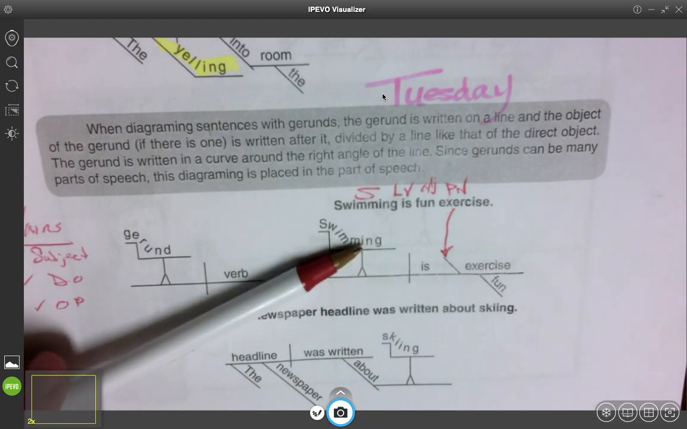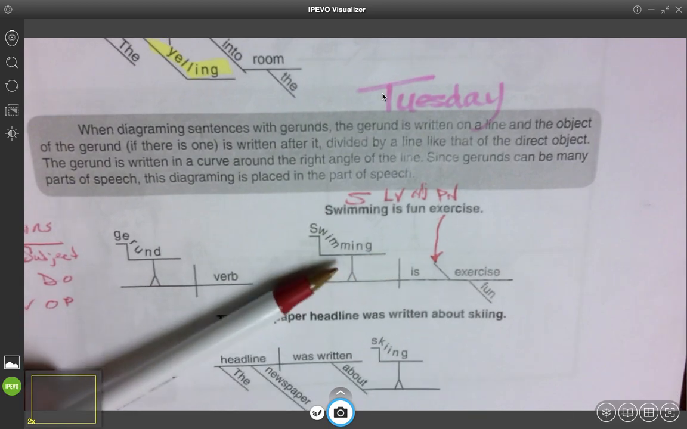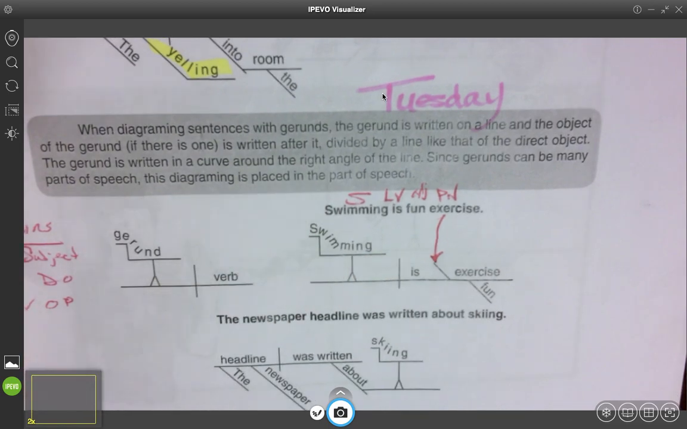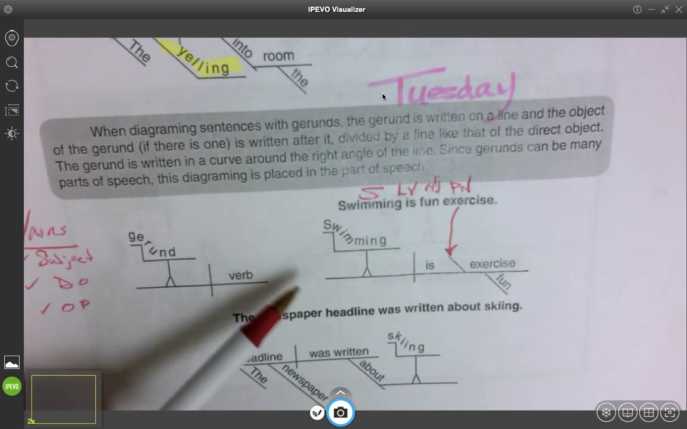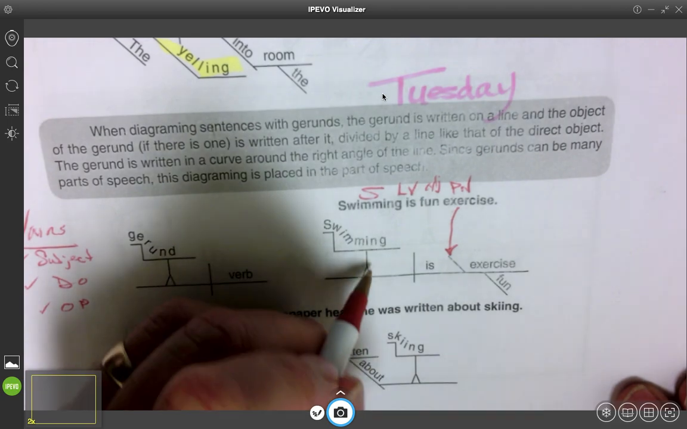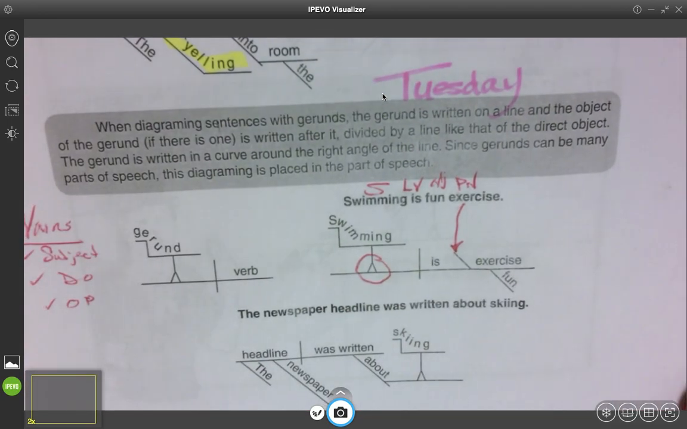The tree, and then the ladder type of line. Again, some students have a different little configuration. The main part of this, though, is this tree. This will identify it as being a gerund.